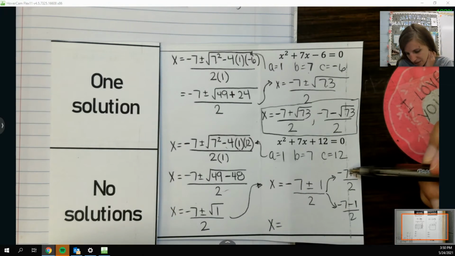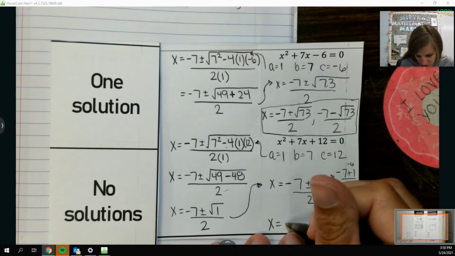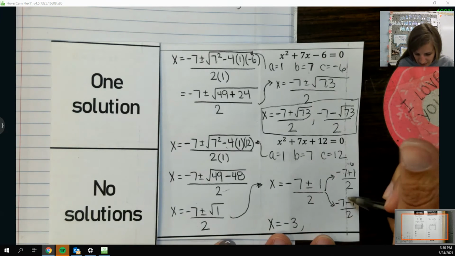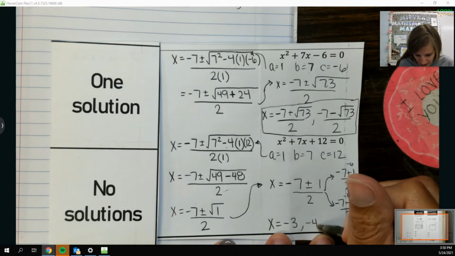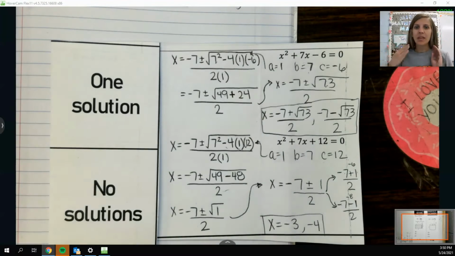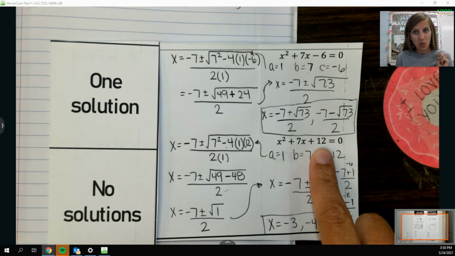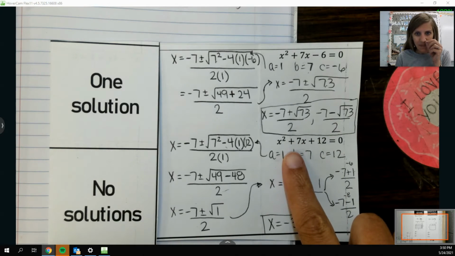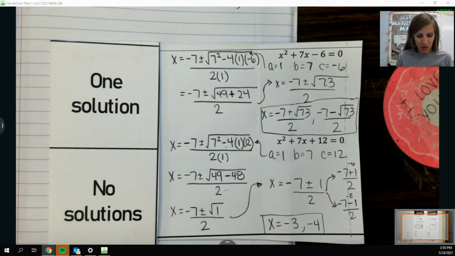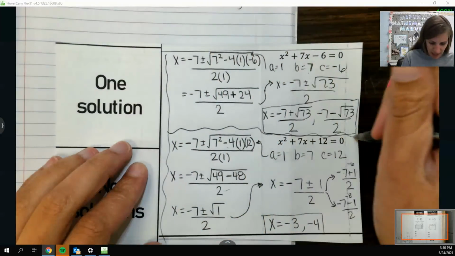Which gives me my two answers because negative 7 plus 1 is negative 6 divided by 2 is negative 3. And then here negative 7 minus 1 is negative 8 divided by 2 is negative 4. And so I have two actually really nice answers this time. And that's really because if I had thought about factoring this, like what multiplies to 12 and adds to 7, that's 3 and 4. And so I could have put it in factored form and it would have been a lot easier to solve. But I wanted you guys to see how we do it with the quadratic formula.